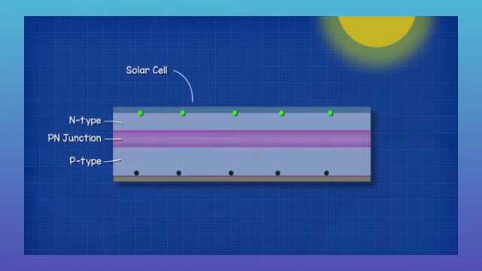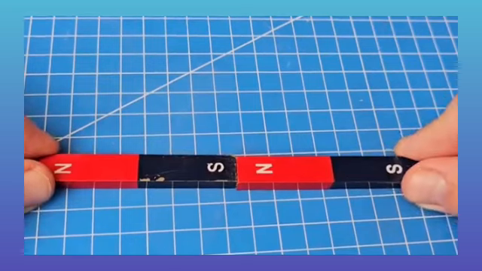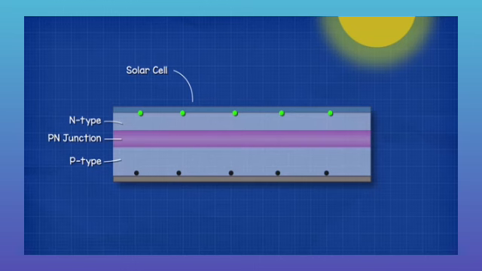The free electrons are attracted to the electron holes. Think of them like opposite ends of a magnet being attracted together. So if we provide a path, the electrons will then flow through the wire to get to the other side of the solar cell, where it can recombine with a hole.